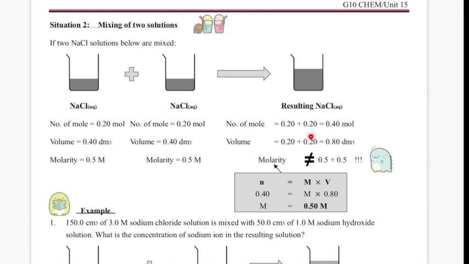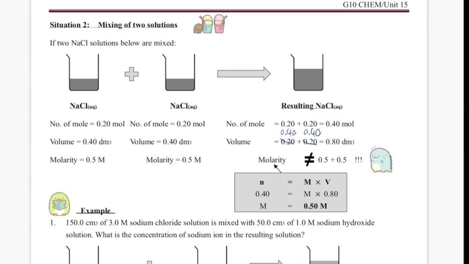Okay, so that's obvious. And the volume, of course, you can see it should be the volume of the first solution plus the volume of the second solution. So when we do the calculation, it should be, here is a typo, it should be 0.4 plus 0.4, which will give you 0.8 dm cube. Again, that's quite straightforward.